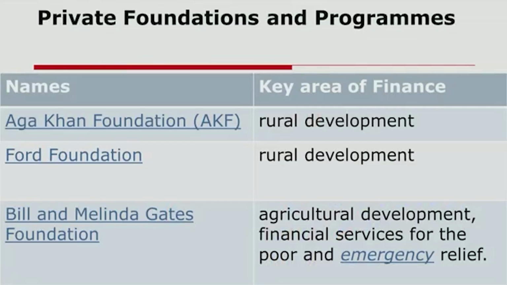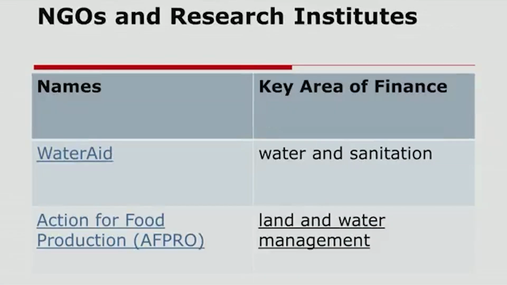Apart from these donor agencies, we can also see some private foundations and programs, such as the Aga Khan Foundation, which is very much focused on infrastructure development in rural areas. We have the Ford Foundation, again looking at rural development. We have the Bill and Melinda Gates Foundation, again focused on agricultural development, financial services for the poor and emergency relief in many developing and least developed countries. Some of the NGOs and research institutions I would like to highlight here too: WaterAid, for water and sanitation, and Action for Food Production, which deals with land and water management.